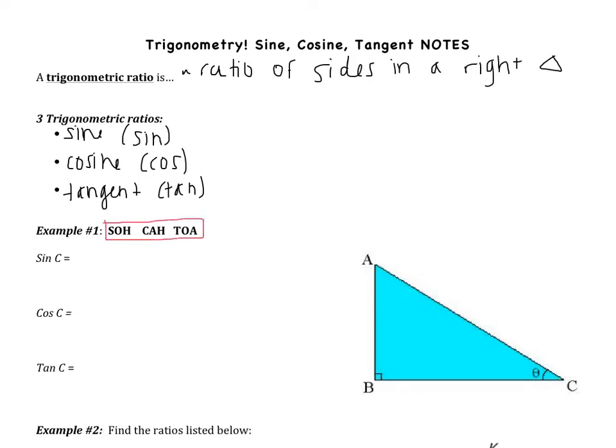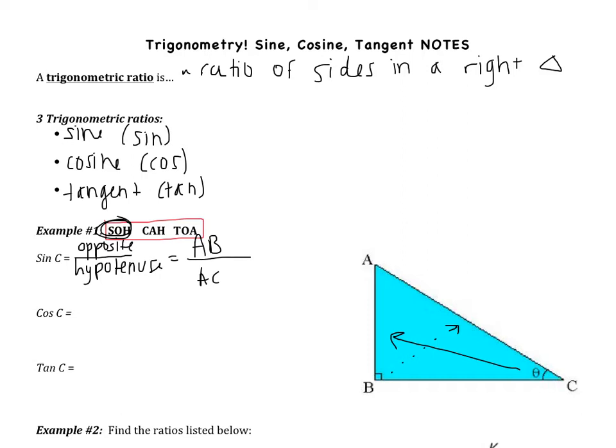So sine is the SOH part here. Sine, O stands for opposite, and H stands for hypotenuse. So in our triangle, the side opposite of C is AB, and then the hypotenuse is AC because it's across from the right angle. Normally we would have numbers there, but right now we're just using sides.